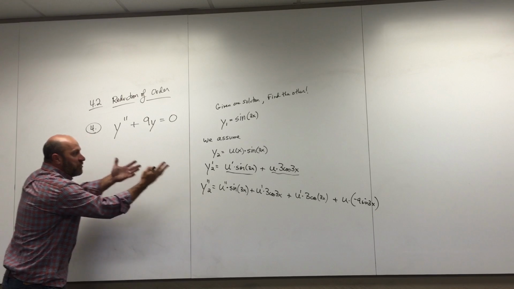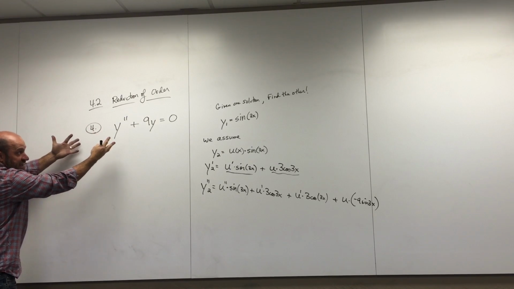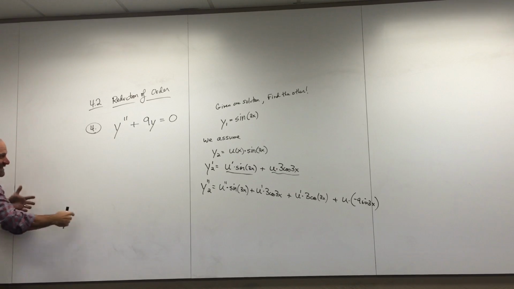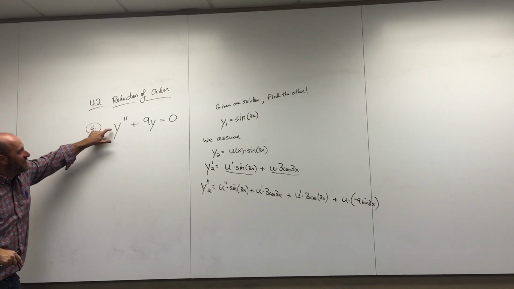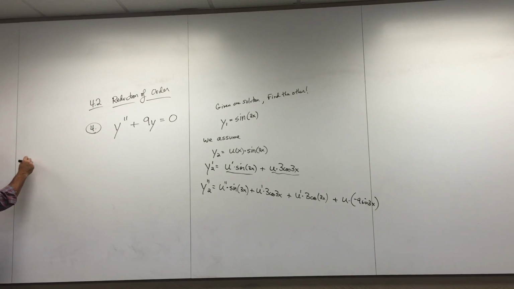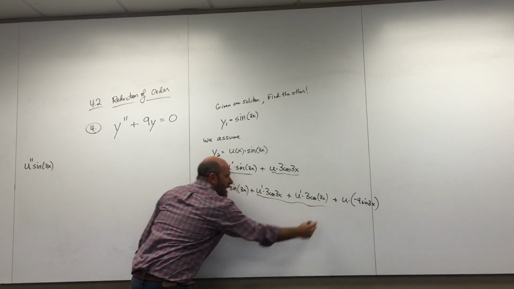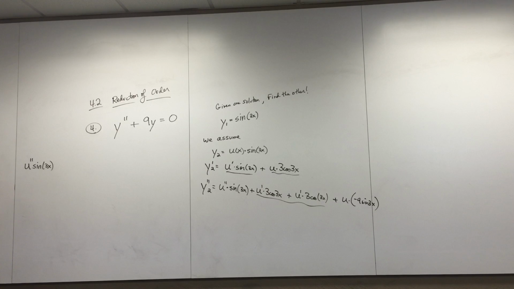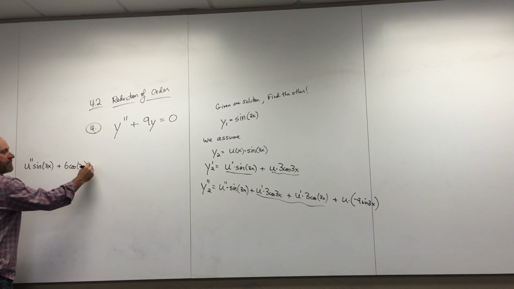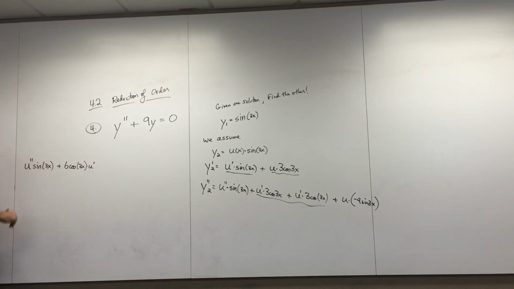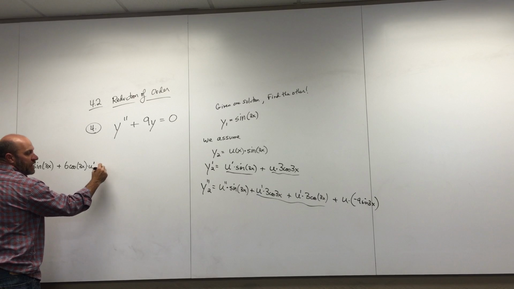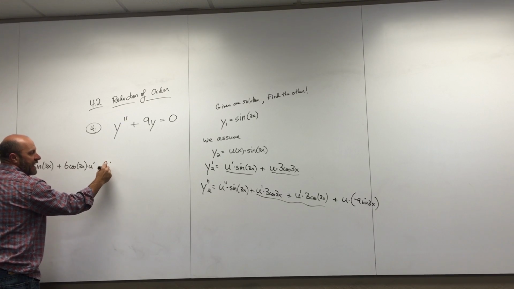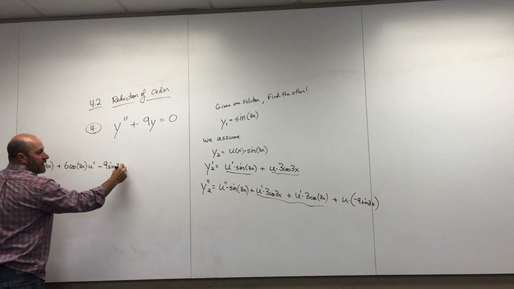All right, I should be able to plug this stuff into the DE. This is the DE, you guys. Are you ready? Here we go. Y double prime gets plugged in for this y double prime. Now here it is. It's u double prime sine of 3x. Hang on, this middle term is what? There, you can add that up. That's a 6 cosine 3x u prime, I guess. And then the last one is a negative 9 sine 3x times u.